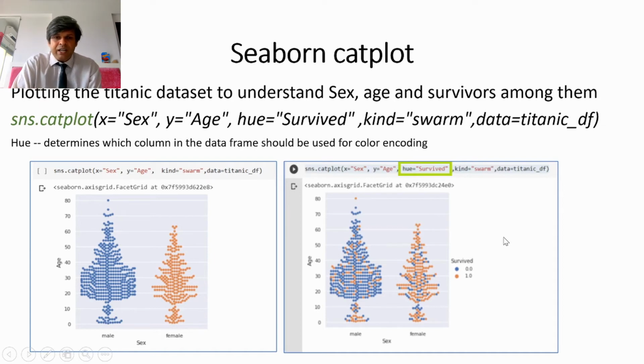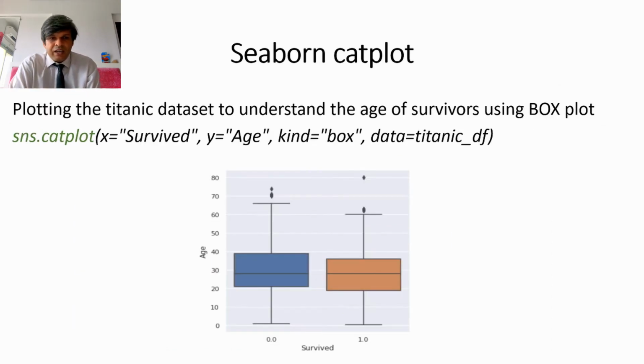Okay, let's move on. There is another type of cat plot which can be done, which is a box plot. Plotting the Titanic dataset to understand the age of survivors using the box plot. So what I have done here is we have done a box plot based on survived and age. Like, okay, what was the age of the survivors? So this gives us a box plot.